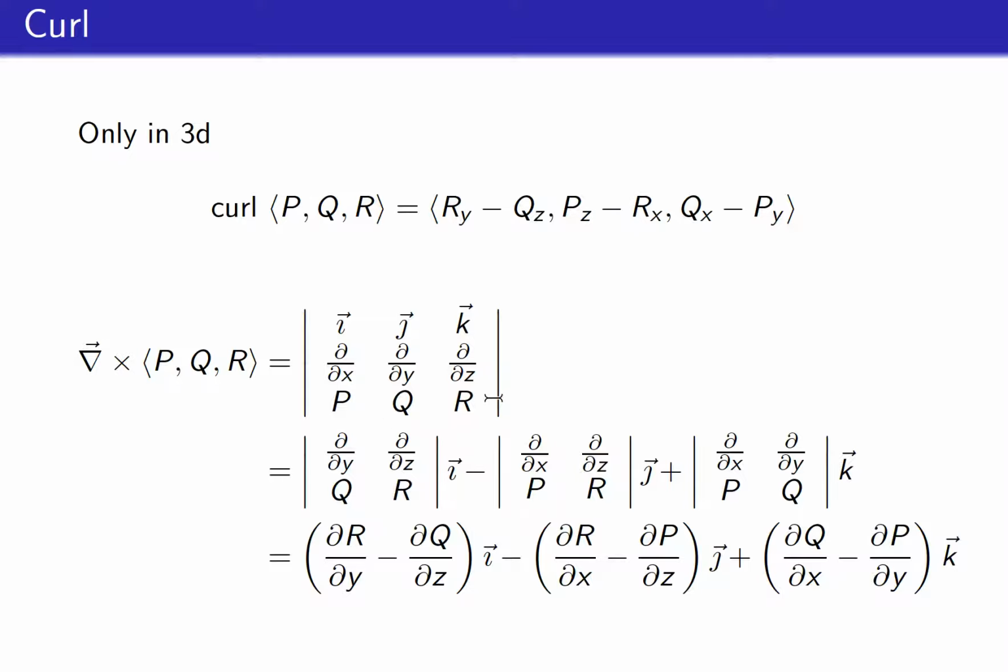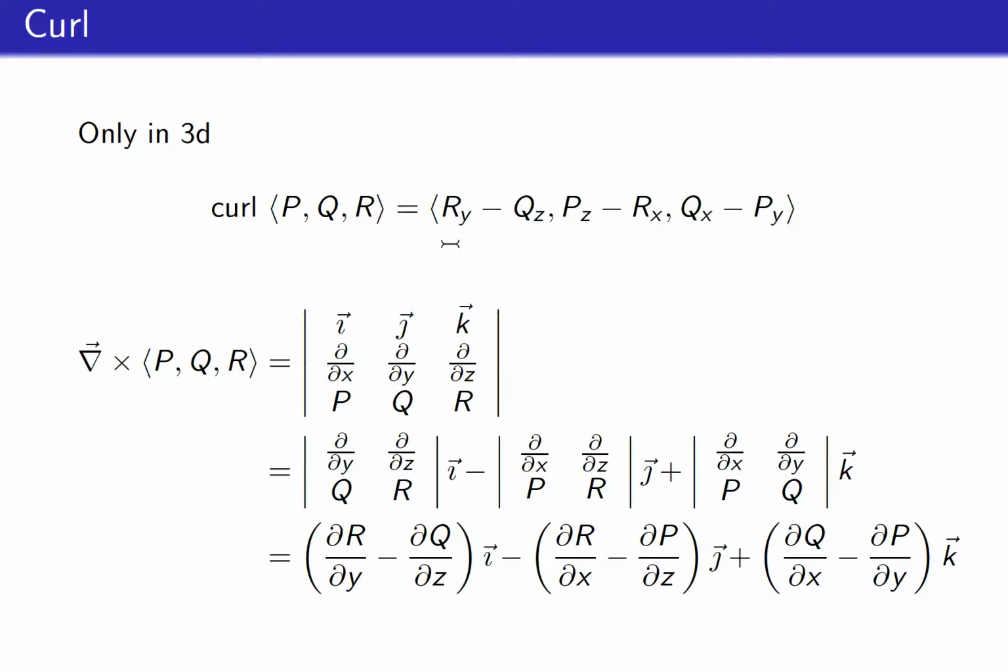Now, of course, this gets broken down into this times something times i, minus something times j, plus something times k. These somethings are 2 by 2 determinants. This times this minus this times this. So this times this is partial derivative with respect to y of r. Okay, so that's not times, right? It's partial derivative with respect to y of r and partial derivative with respect to z of q, but I subtract them. And similarly here, we get these things and these things.